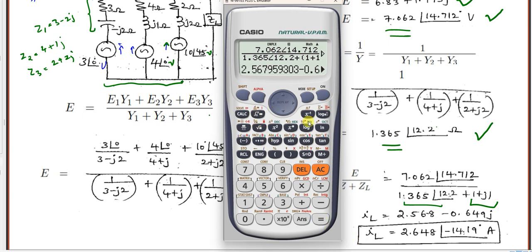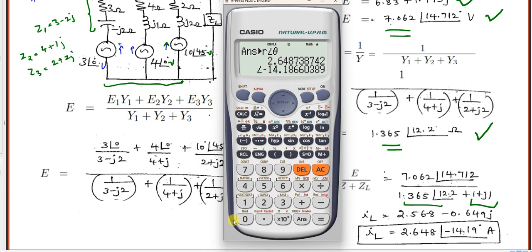You are going to get 2.56 minus 0.649j. And if I keep the answer both in rectangular as well as polar, shift, complex, third option, you'll get 2.64 angle 14.18. So this answer is correct.